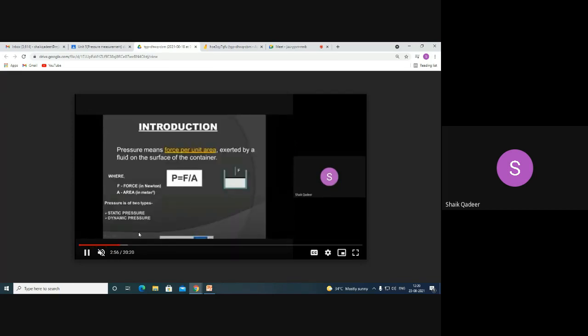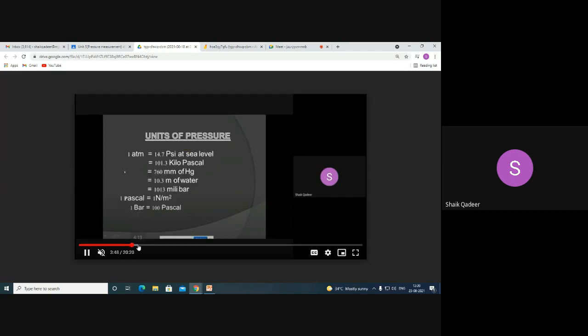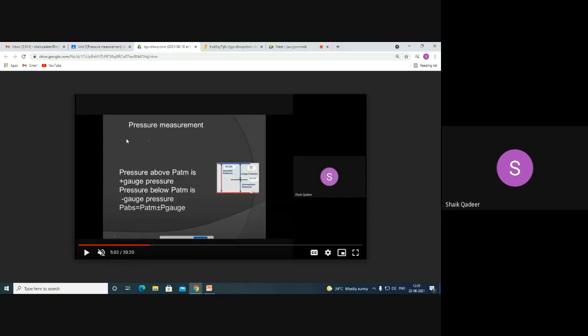I have shown you with the help of this slide what is the meaning of pressure. Then I have taken you to the units of pressure. Pressure unit, 1 atmospheric pressure can be written as 14.7 psi at sea level, and so on. Then after that, this information I have given.